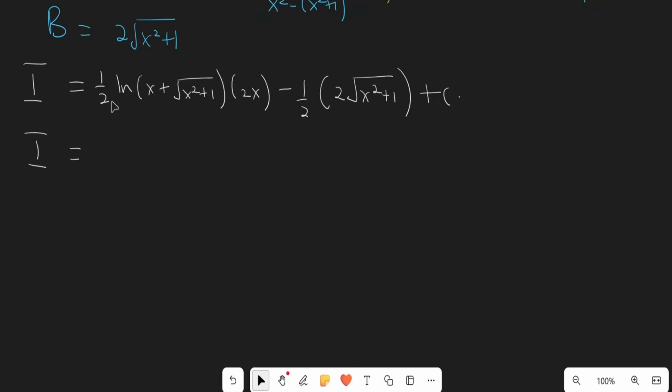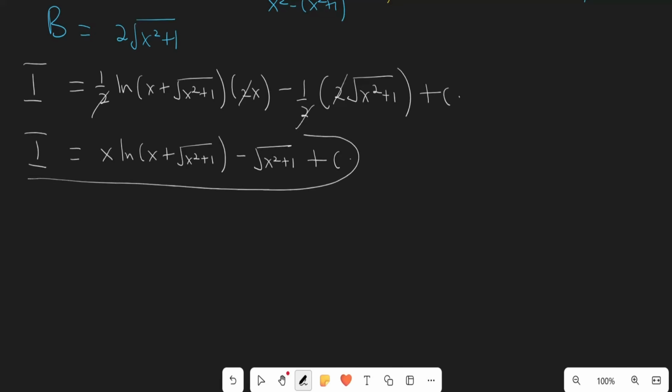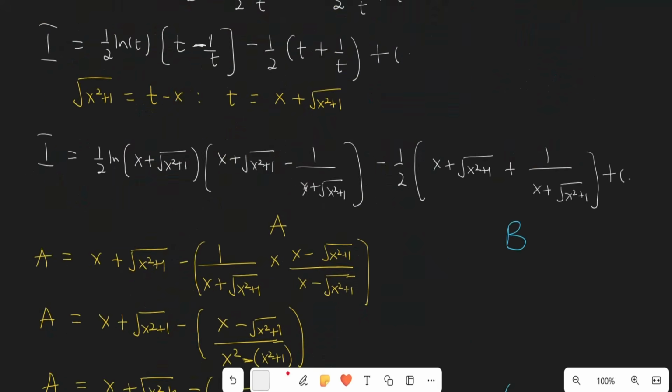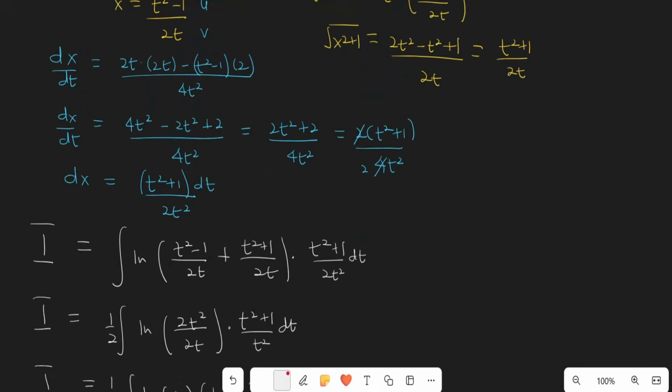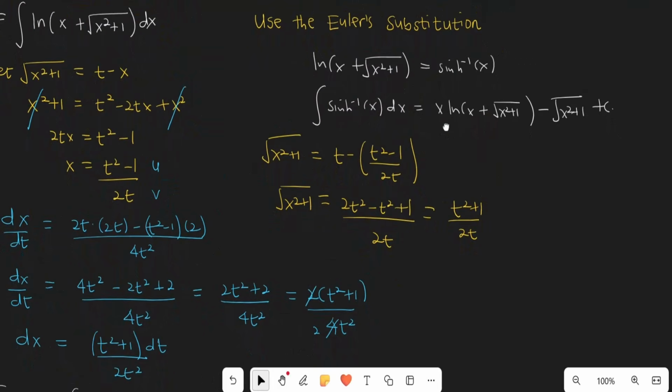I is going to be equal to, see that 2 is going to cancel 2, and then this 2 also cancels this 2. Everything is cancelling out beautifully. Then you have x, which is this one, multiplied by the ln of x plus the square root of x squared plus 1, and then minus the square root of x squared plus 1, plus the constant of integration. And this one matches the answer that I gave in the beginning of the video. So when we go to the top, you see that the answer I found down there is exactly equal to the answer I gave in the beginning of the video.